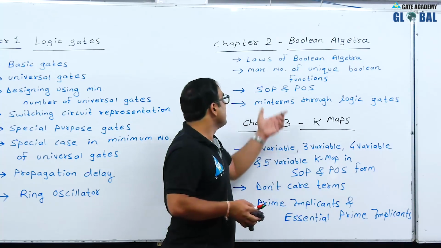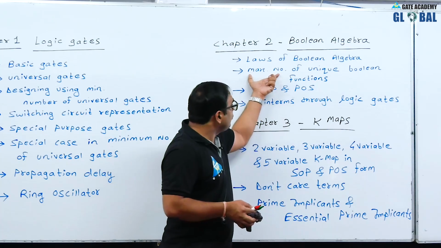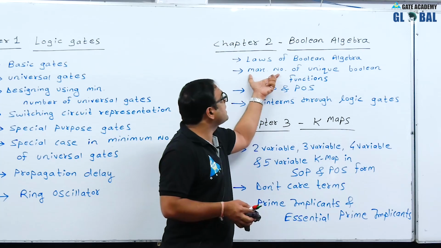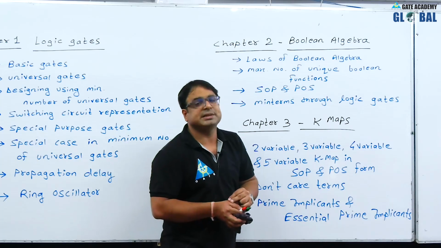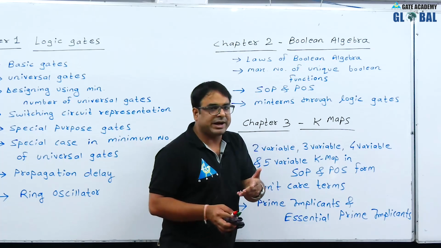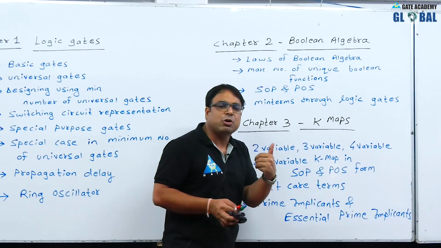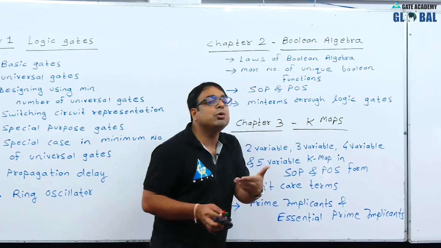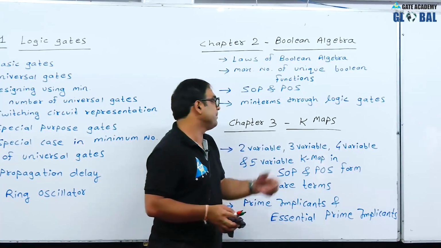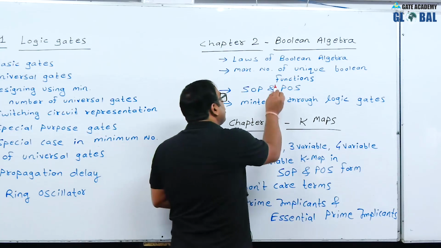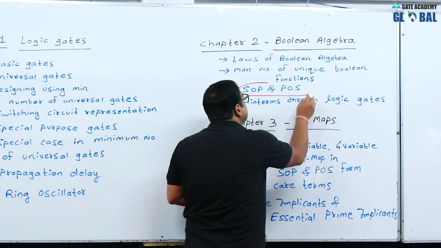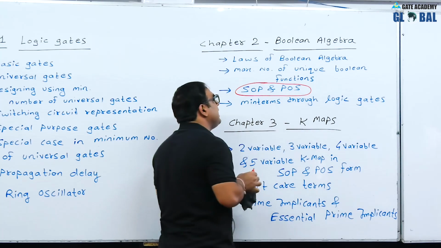all the laws we will discuss. Then we will discuss how to find the maximum number of unique Boolean functions for any number of variables. I said how to find, so we will not just concentrate on the answer, but also on how you can find this number.